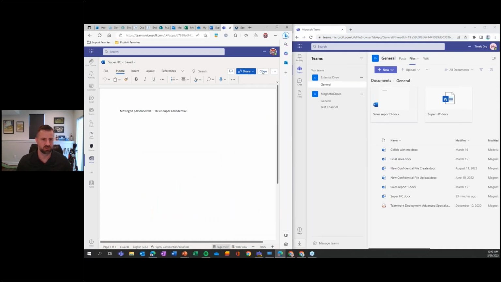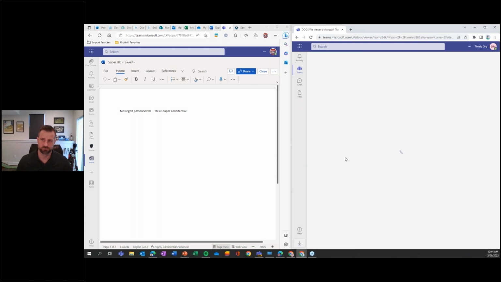I can still work with this file fine as Magneto, as my person here. Now, if I come in and try to pull up this file as my external user, or the guest coming in, you're going to see I can't actually do this. So I actually have protection at two levels for safeguarding this data.